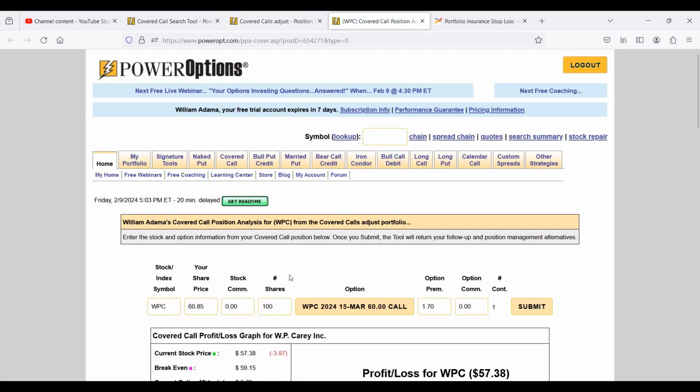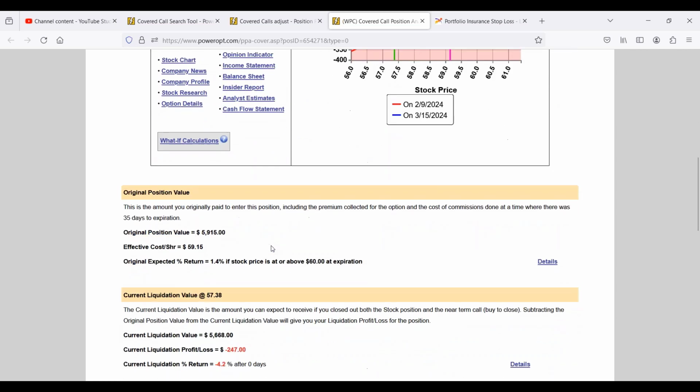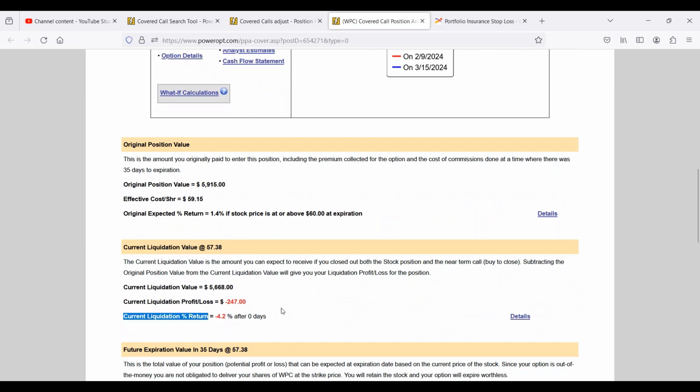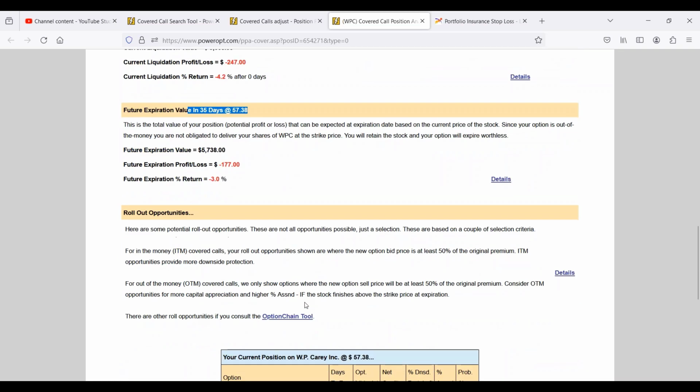The position analysis view gives you a breakdown of our original position, the basic standard hockey stick profit and loss chart. Where we are right now, the remaining time value on the option, the delta has dropped to 0.28. We know the current liquidation value; the original expected return was 1.4%. Current liquidation value is minus 4.2%. And we have a loss of 3% in 35 days if the stock remains at 57.38.